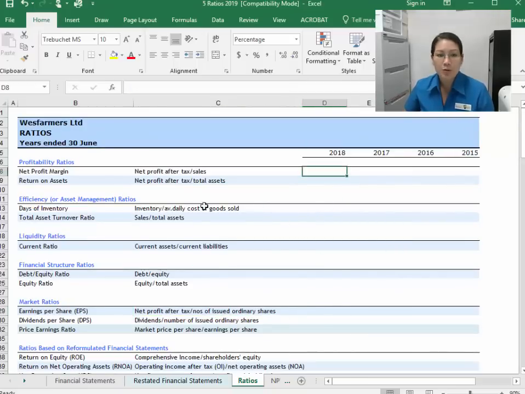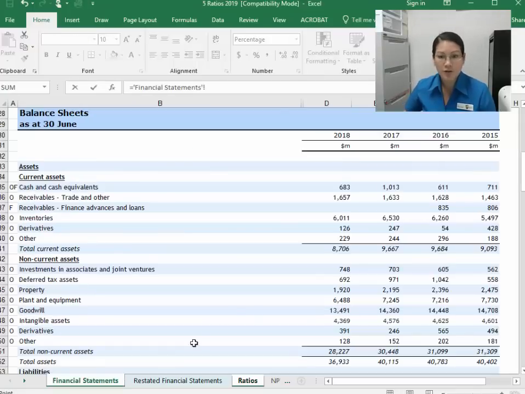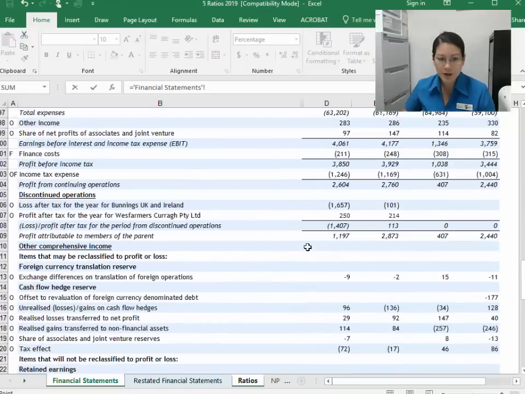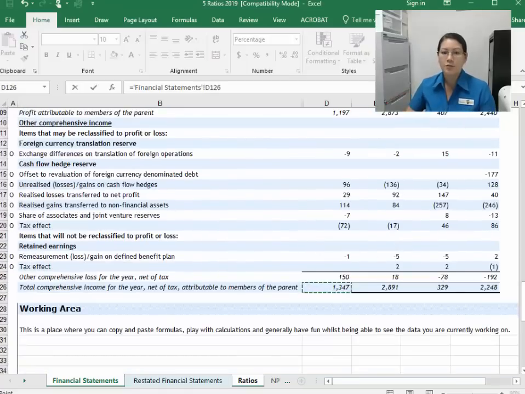Okay, so the first one is net profit after tax divided by sales. This is my comprehensive income after tax divided by sales. So I'm going to go to my original financials, right down to my income statements, very, very last line. That's what I'm looking for.